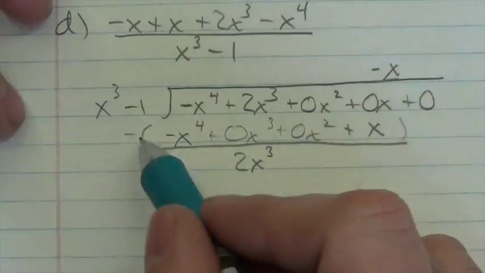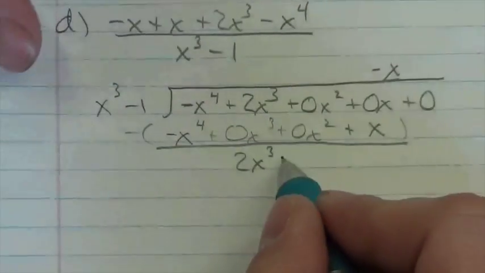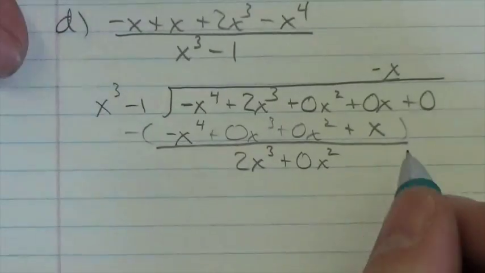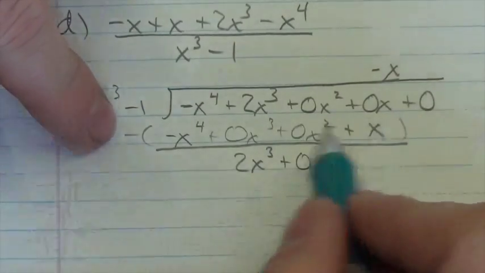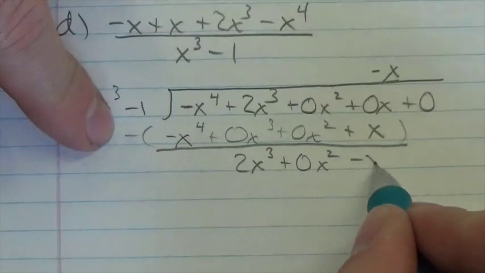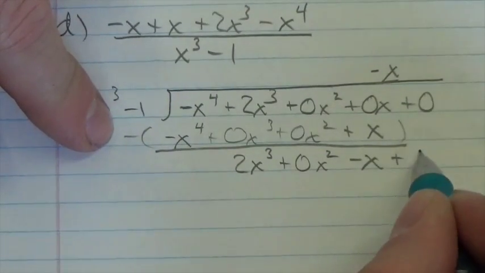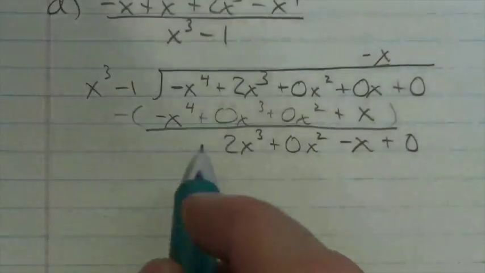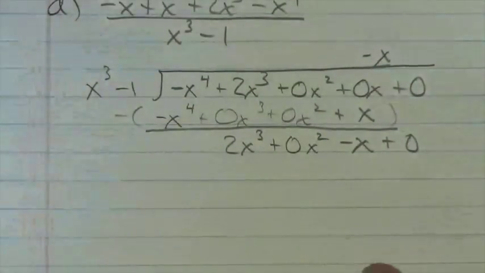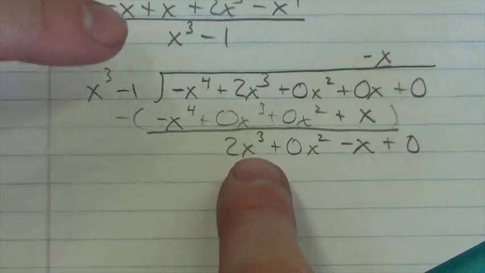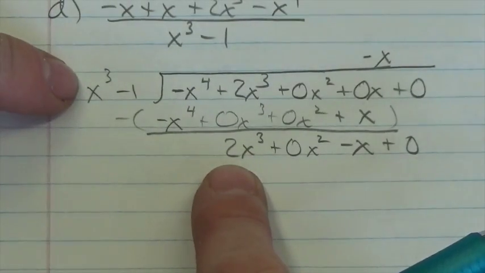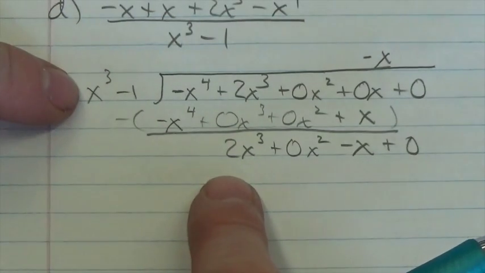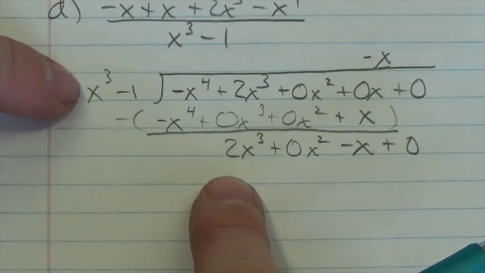Now, 0x squared minus 0x squared, that actually doesn't produce anything, but I am going to put a 0x squared there because I need that to be a placeholder. 0x minus x is going to be negative x, and then I'm going to drop down that constant. Now, remember, I'm only done division when the degree of the divisor and the degree of the remainder are different, where the remainder is lower. Well, right now they're equal, so I'm not done yet.